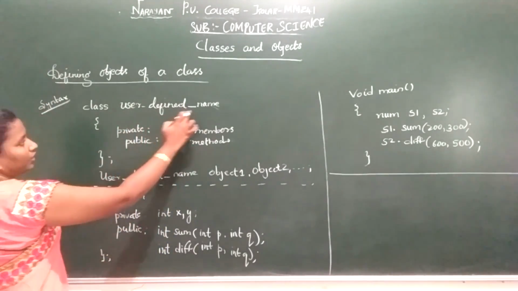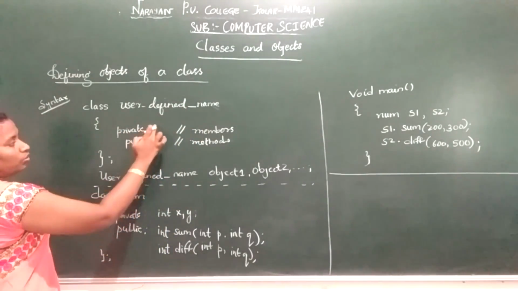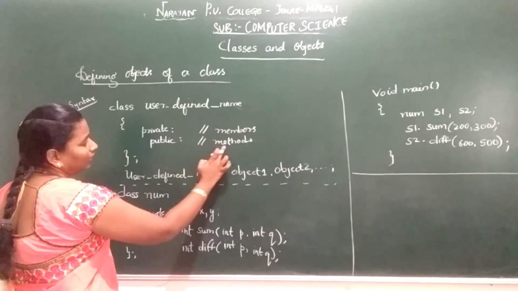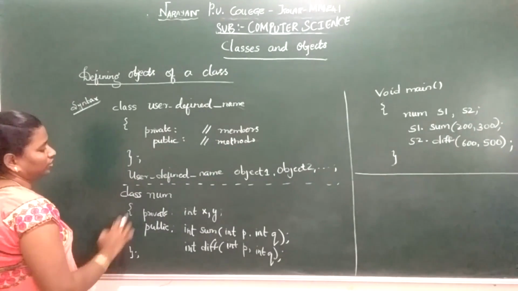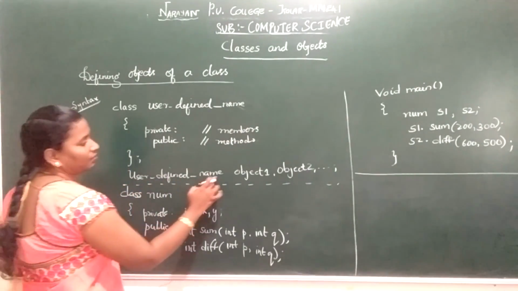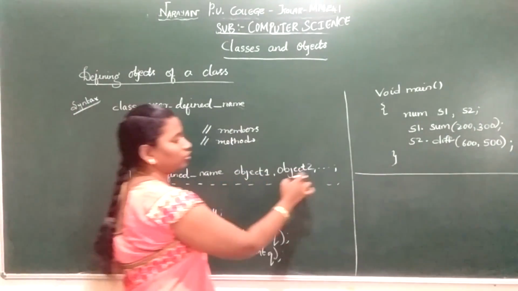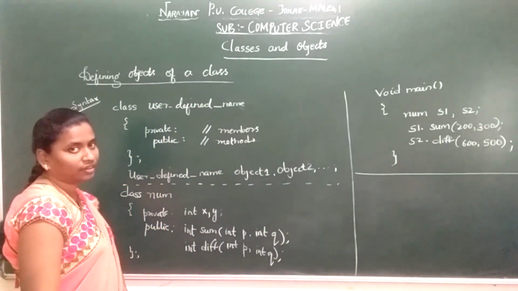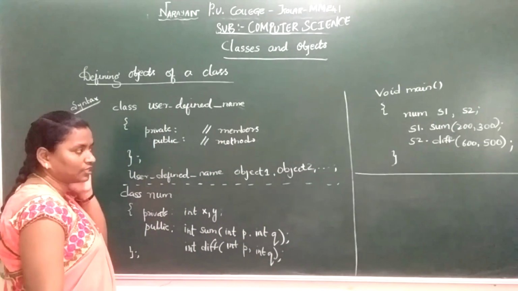Class, user defined name for the class. We have two access specifiers: private, which usually holds the data members, and public, which holds the methods or member functions. Next we have the user defined name, then we can have object 1, object 2, up to object n. So how many objects can be created per class? N number of objects can be created.